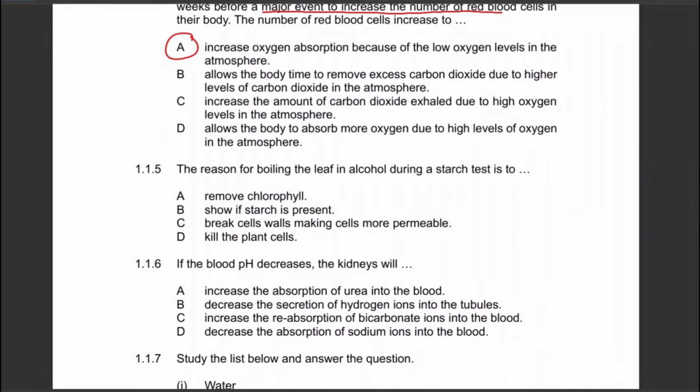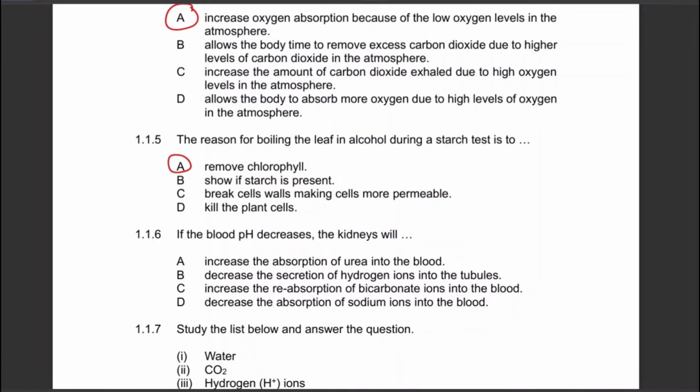All right, then 115. The reason for boiling the leaf in alcohol during starch test is to do what? So we boil the leaf in alcohol to remove chlorophyll. We know that. So that's A.